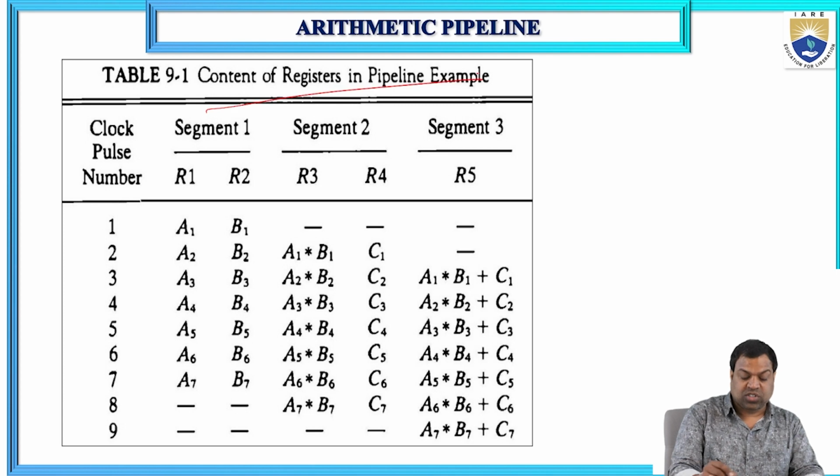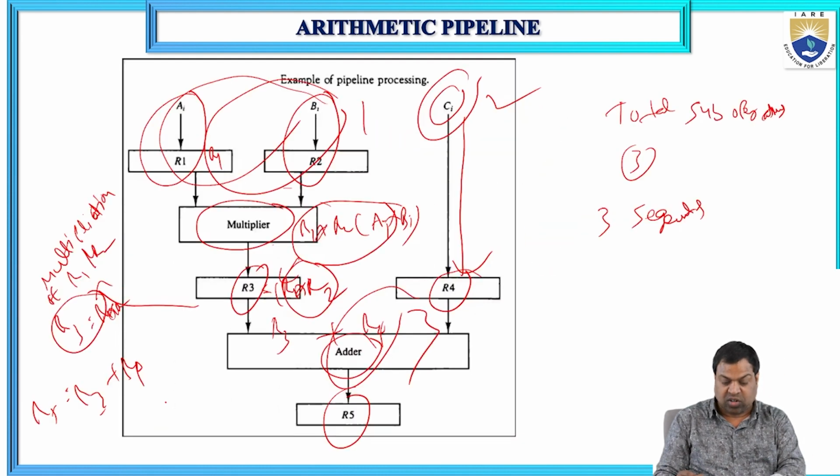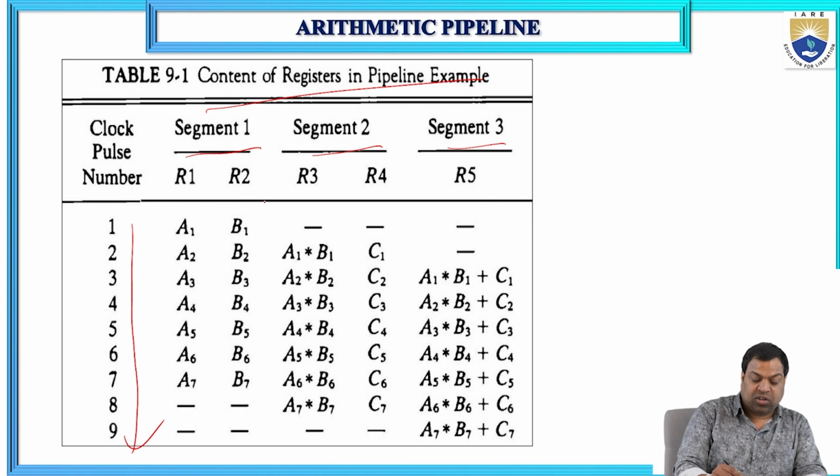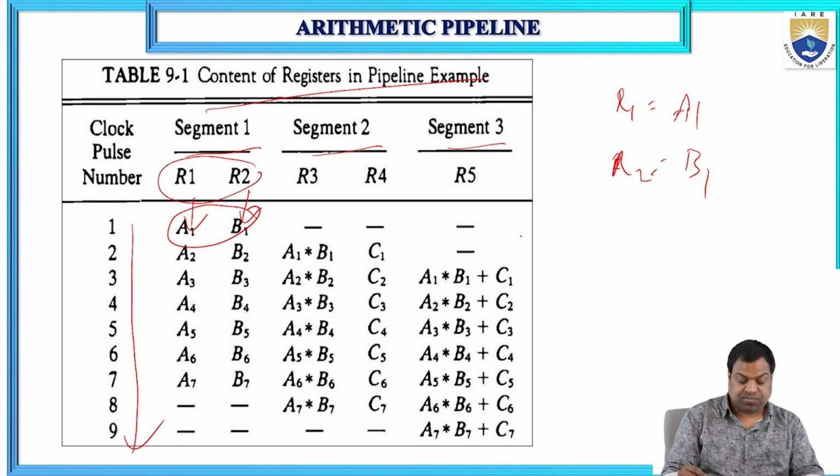So the content of registers of the pipeline. How many segments do I need? Three segments. So I'm taking clock pulses 1 to 9. Already we know that R1 corresponds to A1 and R2 to B1. Already defined R1 equals A1 and R2 equals B1. So A1 into B1, that is R1 into R2.